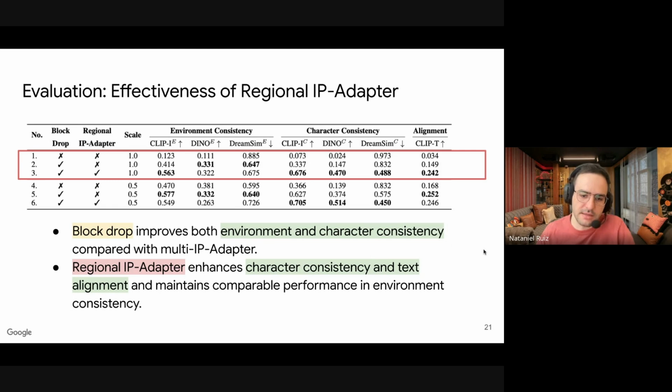So the regional IP adapter has this character consistency and text alignment, and maintains comparable performance in environment consistency. You can see these scores are not very far from each other. And in the end, from our qualitative tests, we found that it was the best performing, and we stuck with that, which is really important to have very good character consistency for a game.